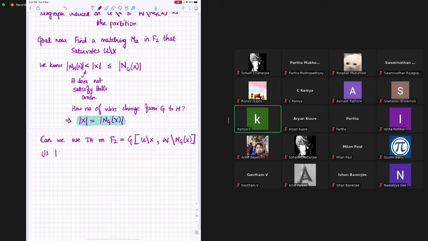Right. So we want to ask, what can you say about the cardinality of U minus X and the cardinality of W minus NG of X? So it's only playing around with cardinalities from now on. We know that the cardinality of U is less than or equal to the cardinality of W. So in the original graph given to you, U was the smaller partition. So now this is less than or equal to. Why is that the case?